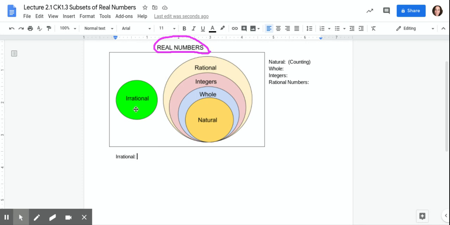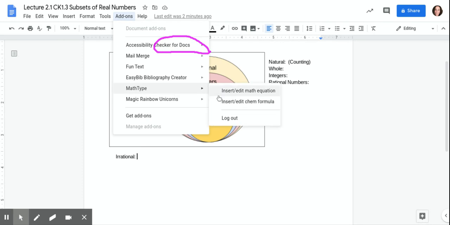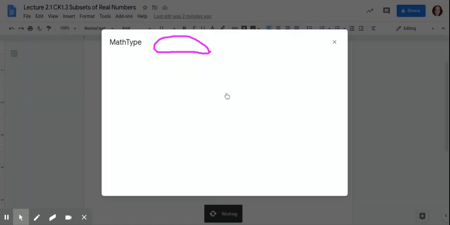For the first one, I'm going to start over here at this green bubble that's off by itself, and those are called irrational numbers. I'm going to open my math program because these are quirky numbers and I need some help typing them in a Google Doc. So this program lets me do some of that.